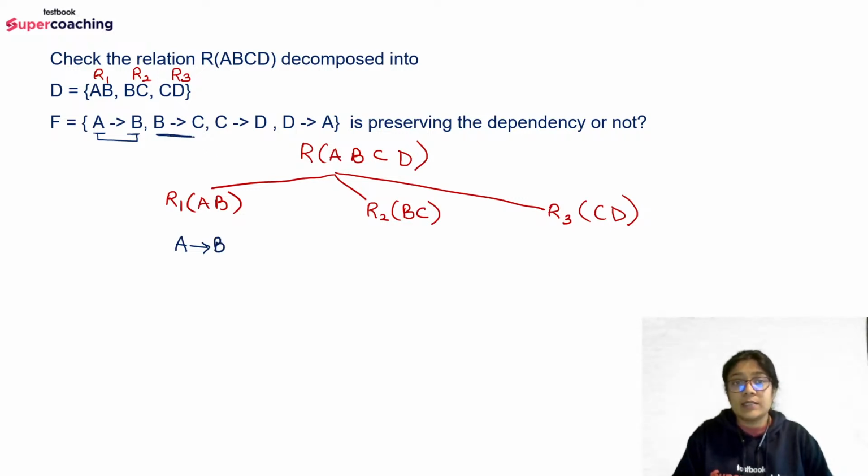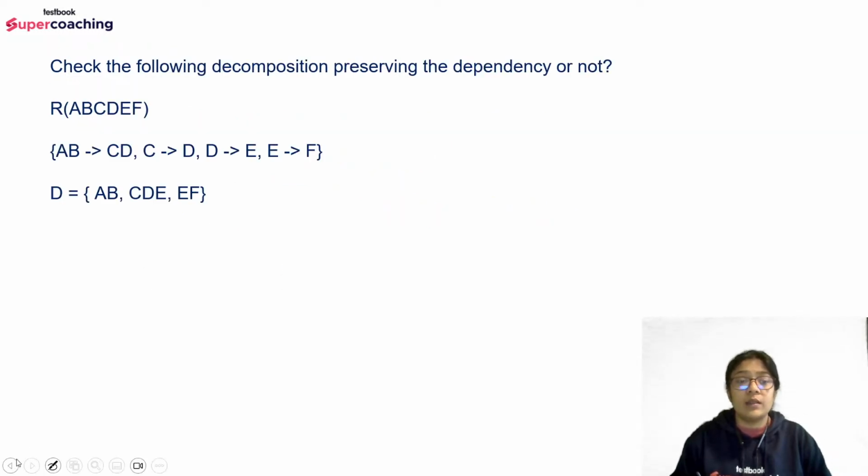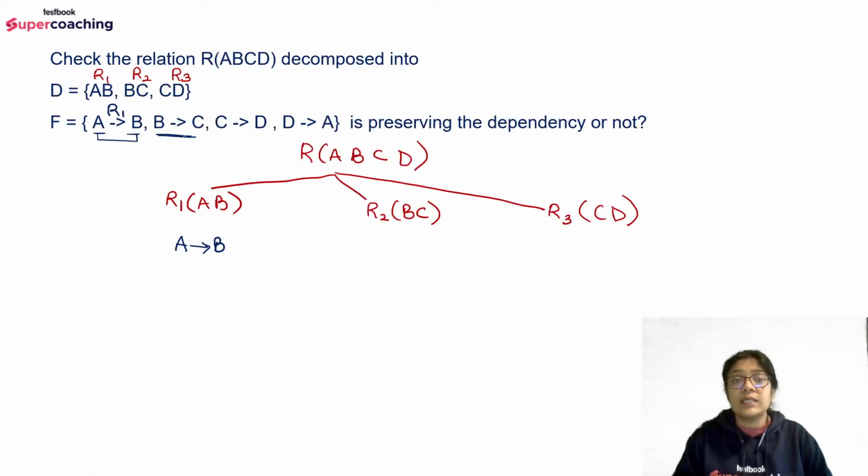B determines C. B and C कहाँ पे आ रहे? It is a part of relation R2. So B and C is mapped by R2. So this dependency is preserved by R2. Then C determines D. This is directly mapped by R3. C determines D.